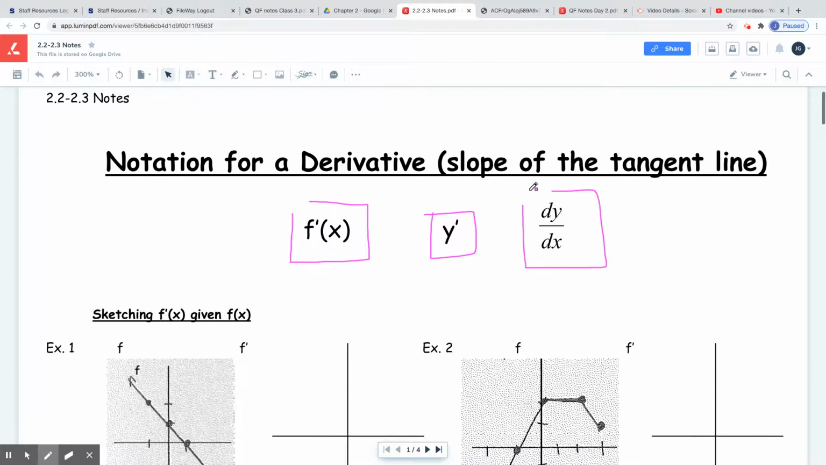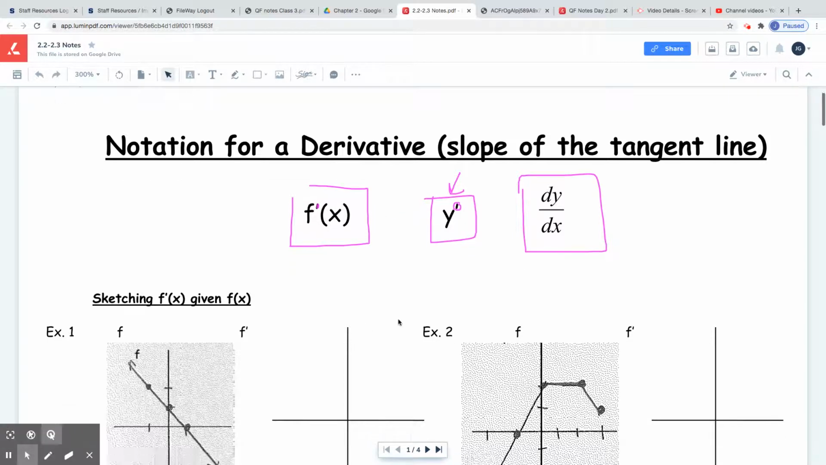But first off, just take a look at these three different notations. See this little apostrophe? You guys saw this middle one before, right? This means you want to find the derivative of y. So when you see that there, it just means find the derivative of y. This would just mean find the derivative of f of x. And also, if you see dy over dx, that also means the derivative. All of these mean to find the derivative.